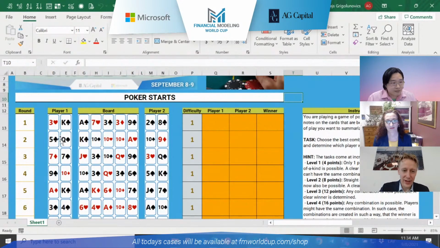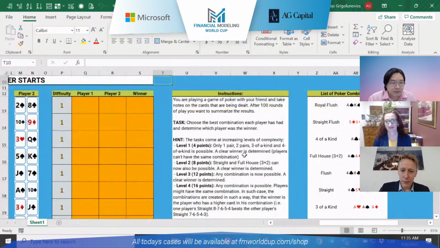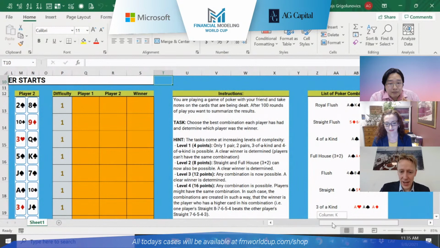We tried to find ways to put all these suits and colors and graphics together so that the case really looks like we have these different cards in Excel. You'll have to understand how this is all being constructed to decompose the card values into numbers and suits, and then form the combinations. Here are the instructions. You are playing a game of poker with your friends, and you take notes on the cards that are being dealt. After 100 rounds of play, you want to summarize the results. No money is being bet. It's just about scoring the combinations.